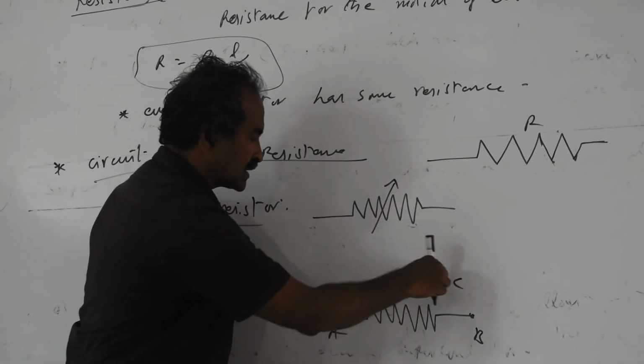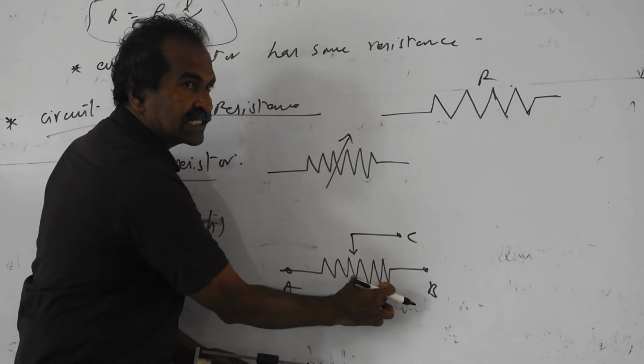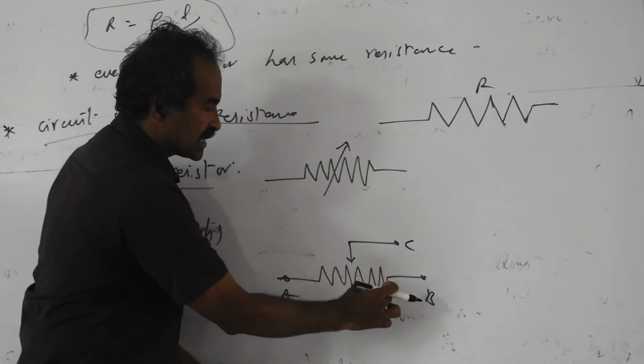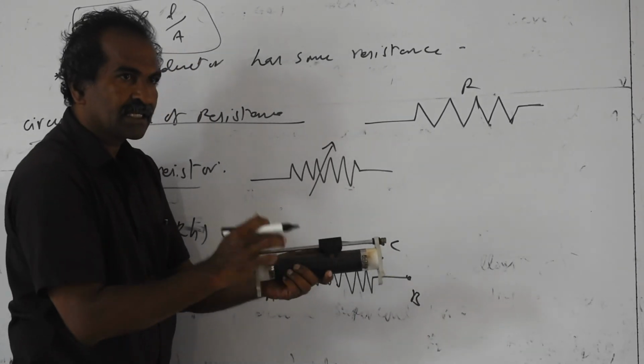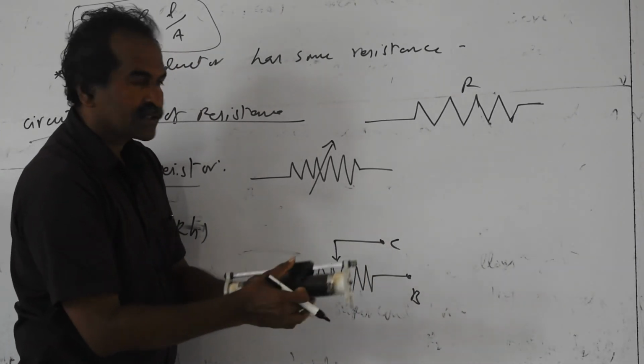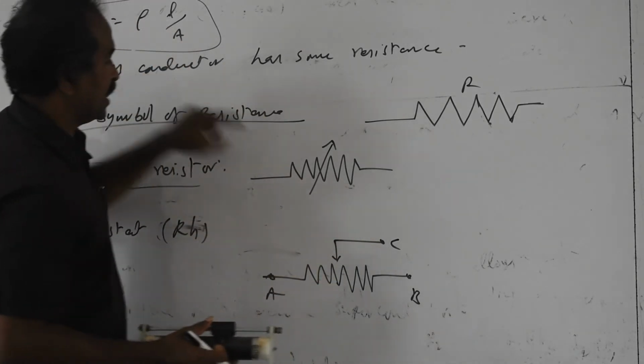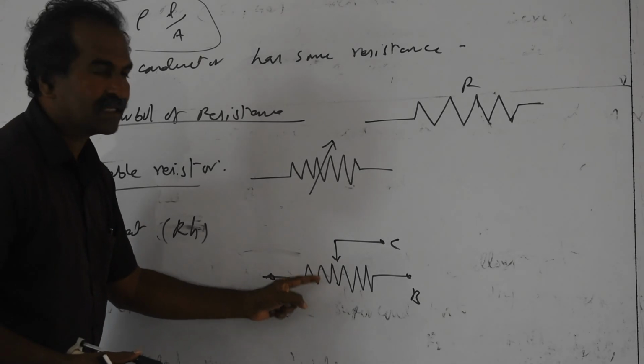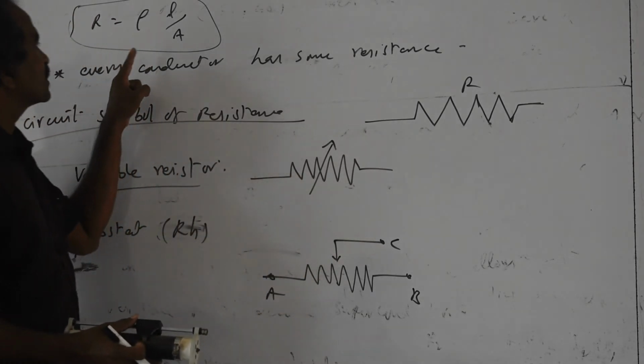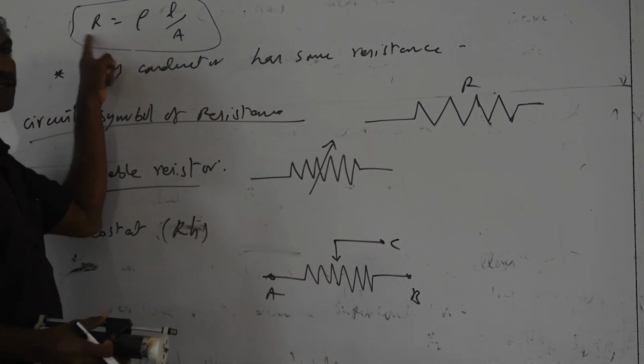When you move the contact from side to side, the resistance value changes. As L changes, the resistance also changes. This is the length of the wire, which is wound like this. As the contact point changes, the resistance changes because L is changing. The area of cross section of the wire is constant. As length increases, resistance also increases.